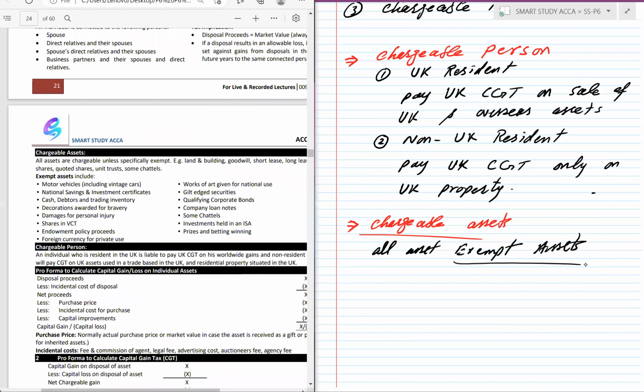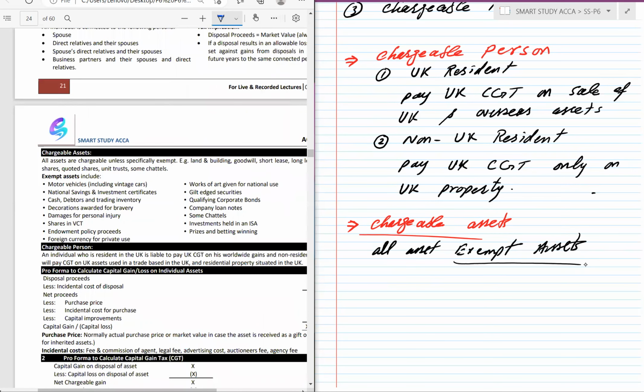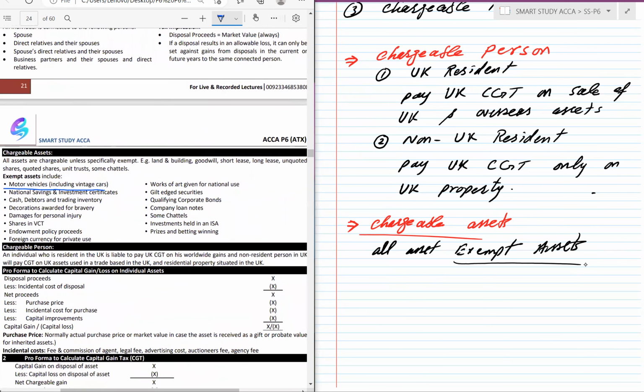Starting with motor vehicles. Motor vehicles are exempt, and please remember, motor vehicle means only cars. Heavy commercial vehicles are chargeable. National saving and investment certificates, if you have profit on disposal of these certificates, it will be totally exempt. Current assets are totally exempt. Cash, debtors, and inventory. Decorations awarded for bravery means any medals are exempt.